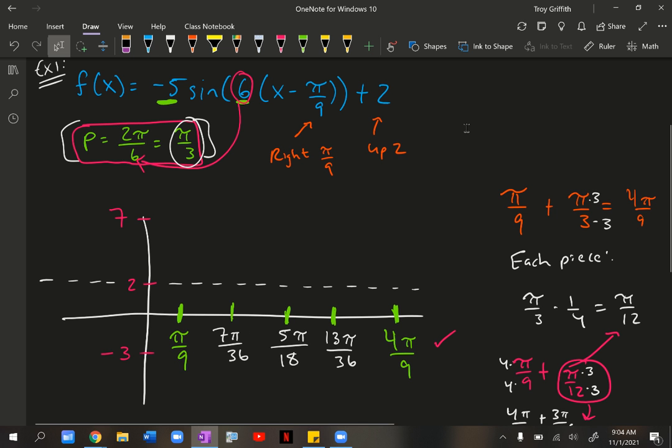So this is a sine graph. You learned in class that all sine functions start in the middle. So I'm going to put my first point right here in the middle. Notice that I'm not putting the point over here on the y-axis. I'm putting it instead right here because this graph got shifted to the right, pi over 9. Okay, so I'm going to start in the middle.